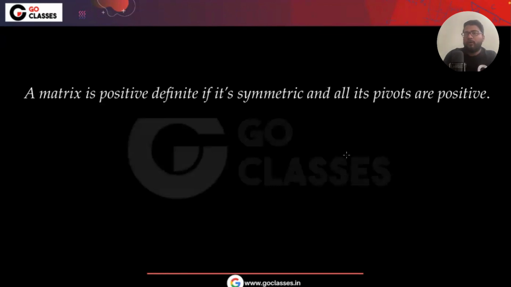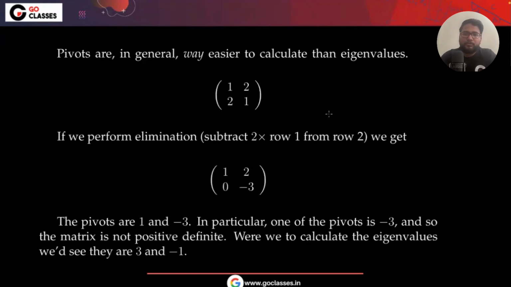So now I can reiterate my definition of positive definite matrices like this: a matrix is positive definite if it's symmetric, and instead of saying all its eigenvalues are positive, I can say all its pivots are positive. For example, given this matrix, if we perform this kind of elimination, the pivots we get are 1 and minus 3. One of the pivots is minus 3, and so the matrix is not positive definite. Why? Because one of the eigenvalues will be negative.